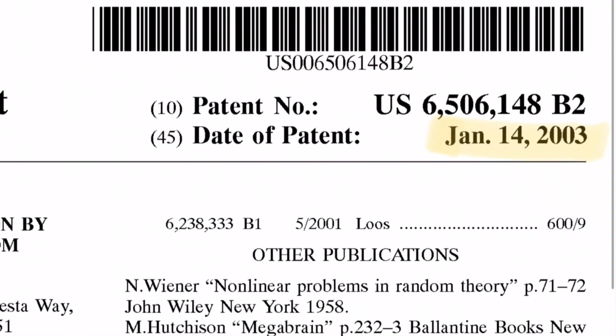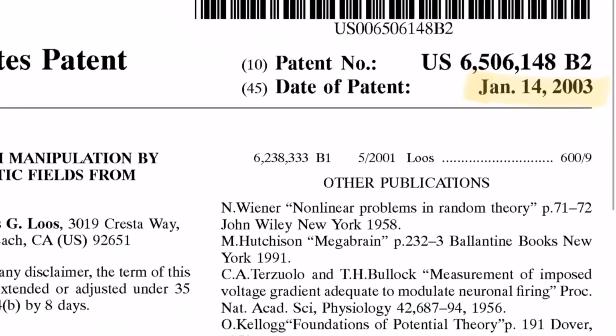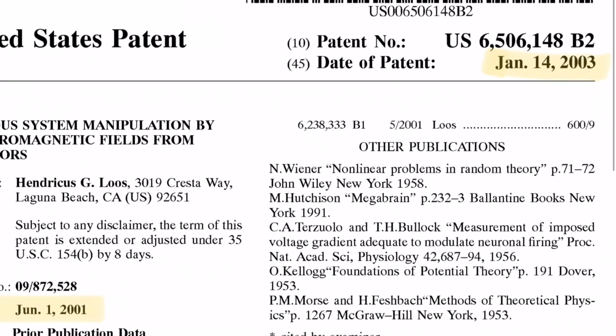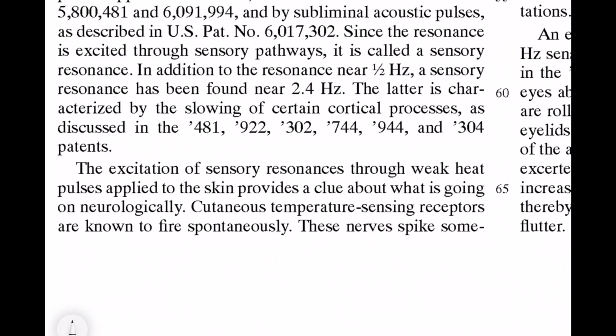Okay, we're back again with part 2 of this presentation. This is patent number 6506148B2. We talked about the 4 different types of fields, or at least I introduced the subject of the 4 different types of pulsed fields in this patent. There are pulsed electric fields. It talks about pulsed magnetic fields, and then it talks about weak heat pulses applied to the skin, and then subliminal acoustic pulses. Each one of these pulses actually has a specific role.